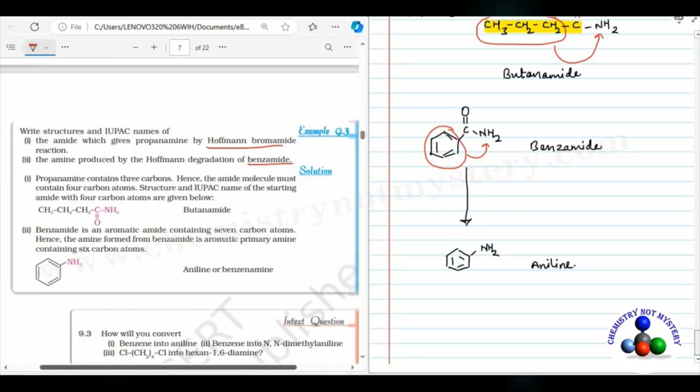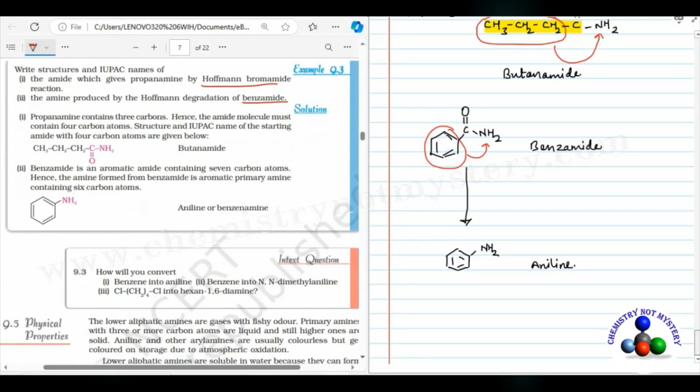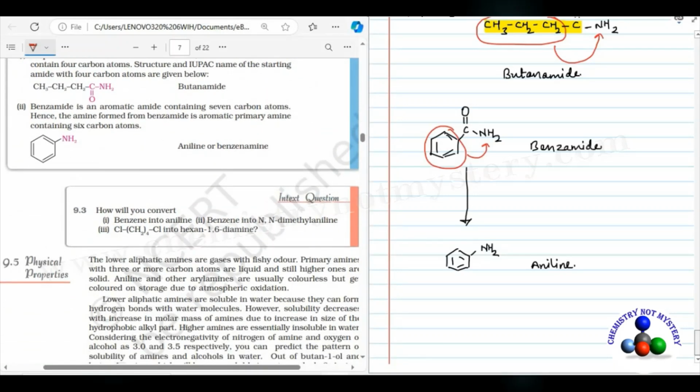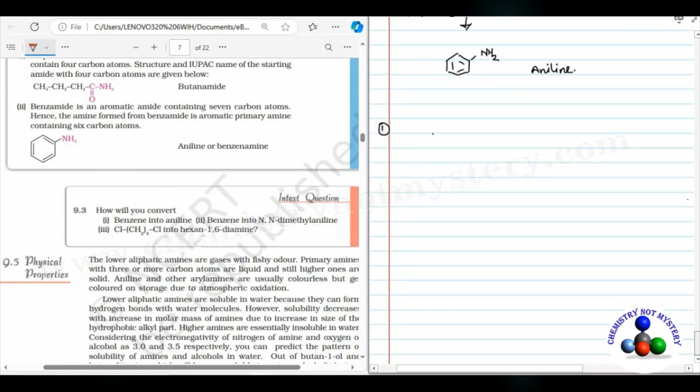Now come to the next question. How will you convert benzene into aniline? Here you have to convert benzene. So let's draw the structure of benzene first. This is benzene and it has to convert into aniline. Aniline means benzene and NH2. So this is aniline and this is benzene.